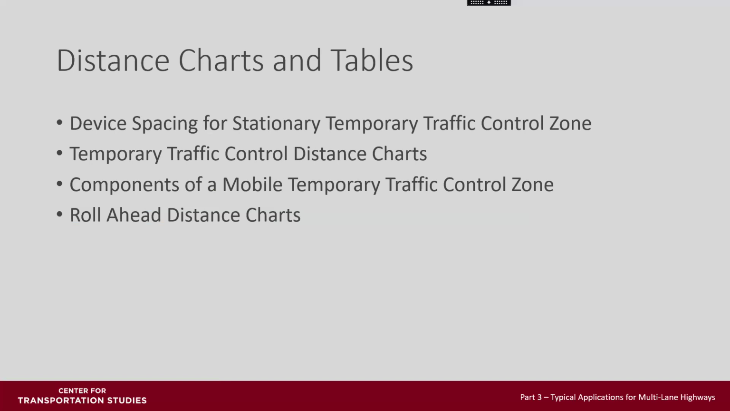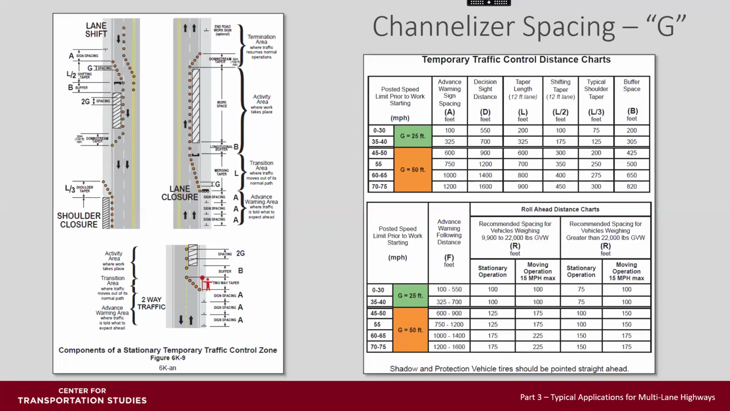Most layouts use variables for distances, allowing them to be used for multi-speed roadways. The main charts and tables are spacing for stationary work zones, traffic control distance charts, components of mobile work zones, and roll-ahead distance charts for mobile work zones. So let's take a quick look at those and review those. You need to determine the appropriate device spacing for channelizers. This is shown on the temporary traffic control distance charts and components layout.